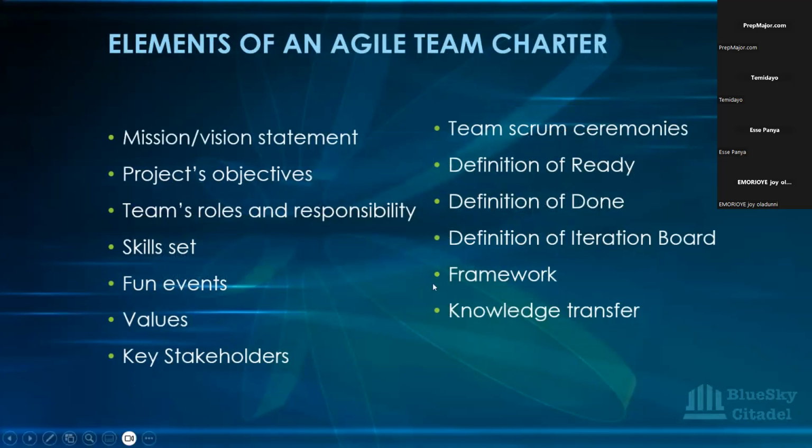Now, there are some elements of an agile team charter, and it's really not limited to this. You can add more based on what the team wants: the mission, the project objectives, the team roles and responsibilities. We have skill sets, fun events, and the likes. So we'll go more deeply into each of these to have a better understanding of each of these elements.